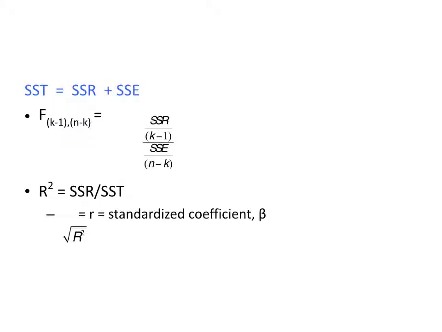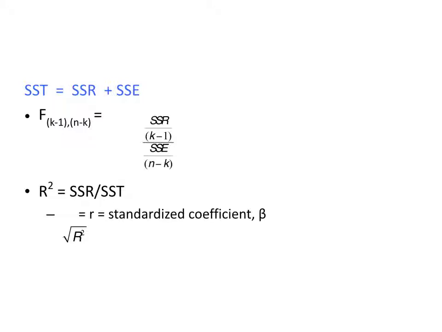So as the sum of squares due to the regression increases, the value of f goes up. And as the sum of squares of error increases, the value of f goes down. So a higher f observed means it's more likely a statistically significant effect because relatively more of the variance is explained by the regression than is explained by error.